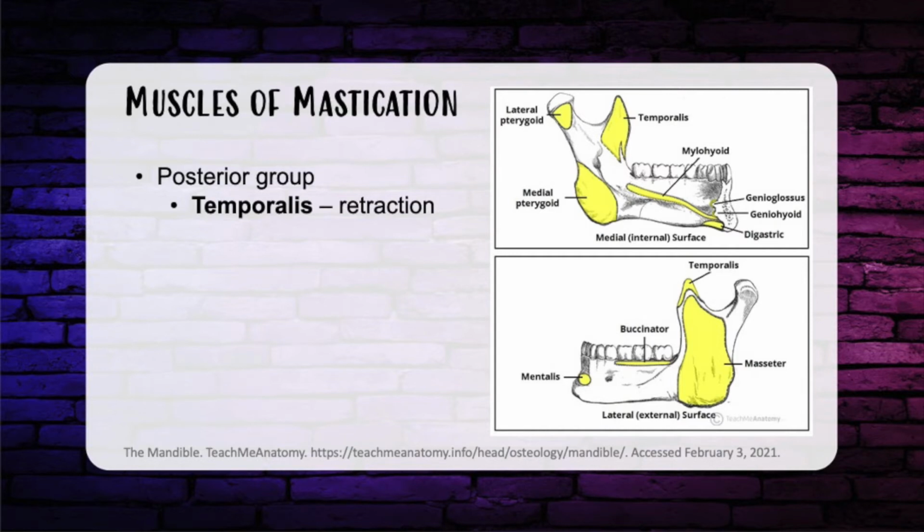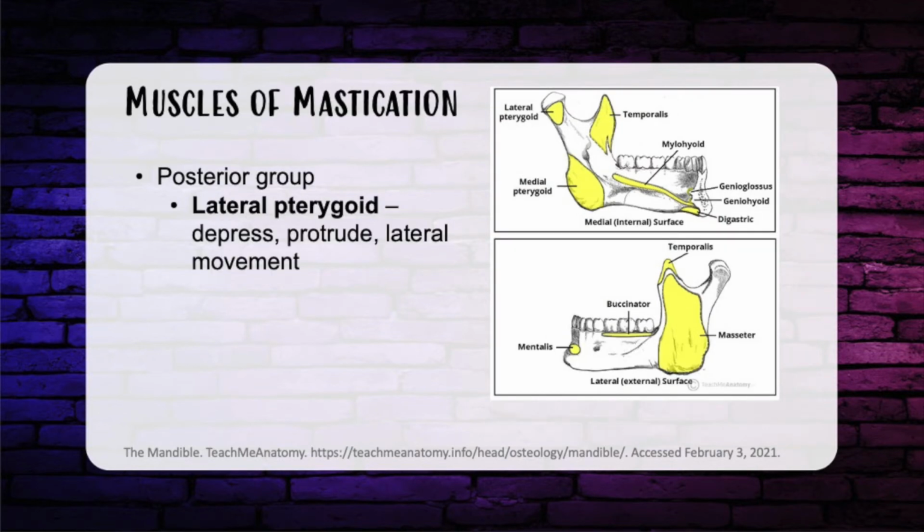Now let's look at the posterior muscles of mastication individually, and we'll work our way through these muscles based on their attachment from the coronoid process and condyle, moving further down the mandible. Starting with the temporalis muscle, it attaches from the temporalis fascia to the coronoid process, and it elevates and retracts the mandible. Moving on to the lateral pterygoid, it attaches from the lateral portion of the lateral pterygoid plate to the mandibular condyle, or basically the TMJ. Its function is to depress, protrude, and move the mandible side to side.